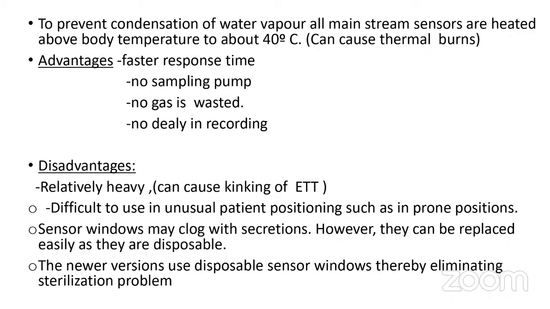Disadvantages are that it is a little heavy. It can cause dragging of the endotracheal tube. It can be displaced, can cause kinking of the endotracheal tube, and is difficult to use in prone positions. The sensors may get clogged with secretions and need to be replaced by disposable ones. Newer versions use disposable sensor windows, thereby eliminating the sterilization problem.